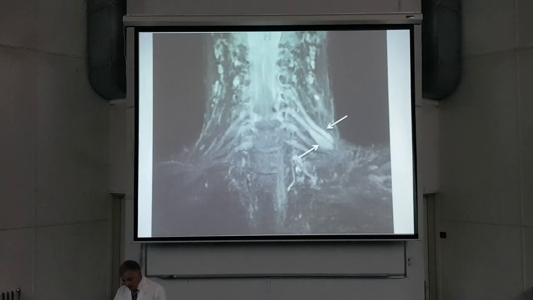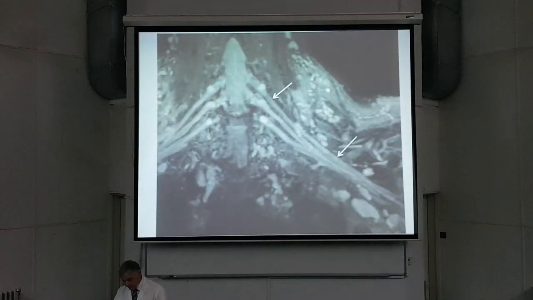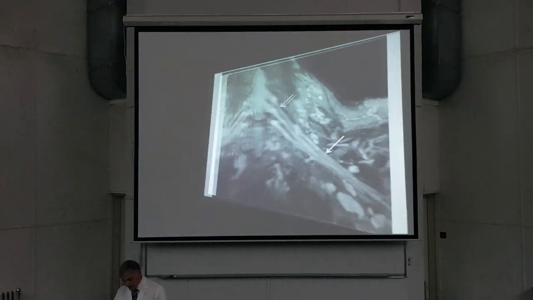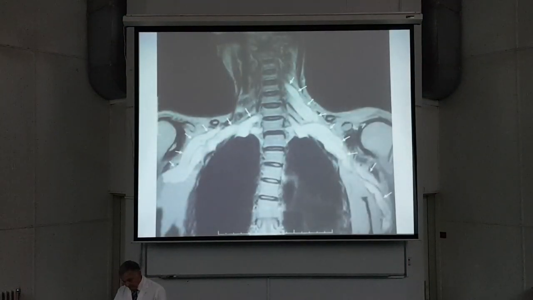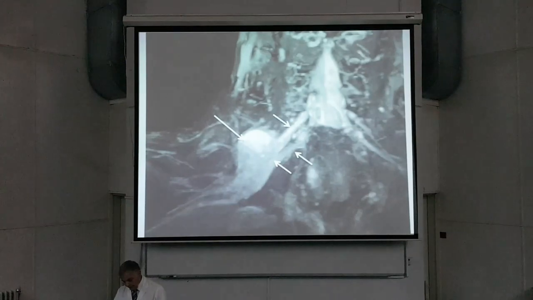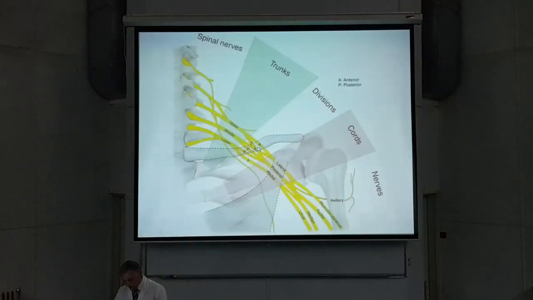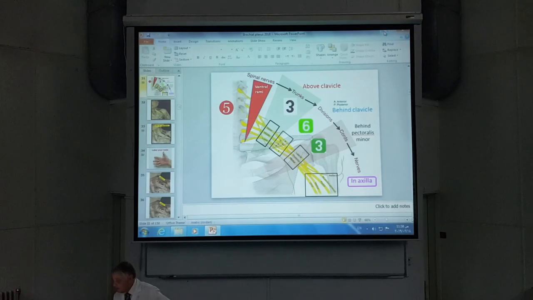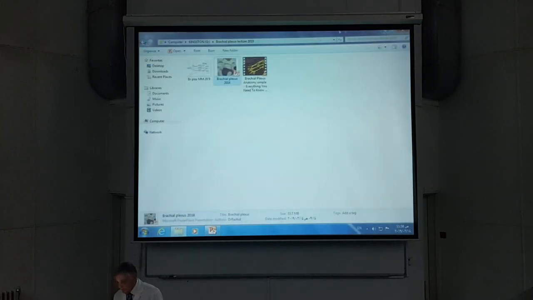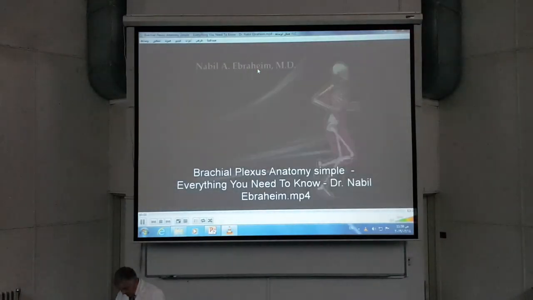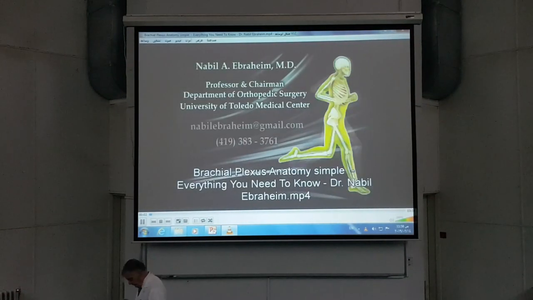And an MRI of different stages of the brachial plexus. And here is a problem in the brachial plexus. So let's see a film about the brachial plexus.